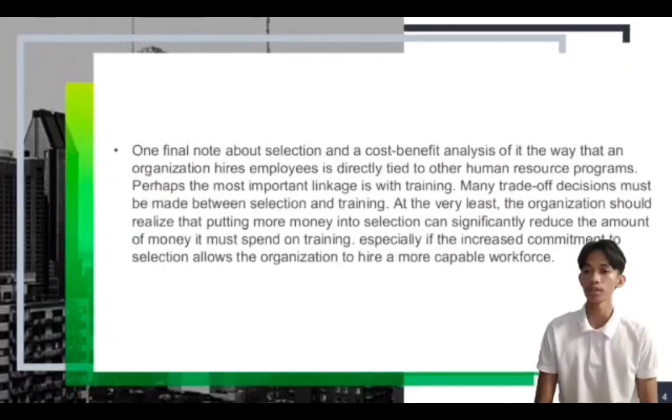One final note about selection and cost-benefit analysis of it. The way that an organization hires employees is directly tied to other human resource programs. Perhaps the most important linkage is with training. Many trade-off decisions must be made between selection and training. At the very least, organizations should realize that putting more money into selection can significantly reduce the amount of money they must spend on training, especially if the increased commitment to selection allows the organization to hire a more capable workforce.